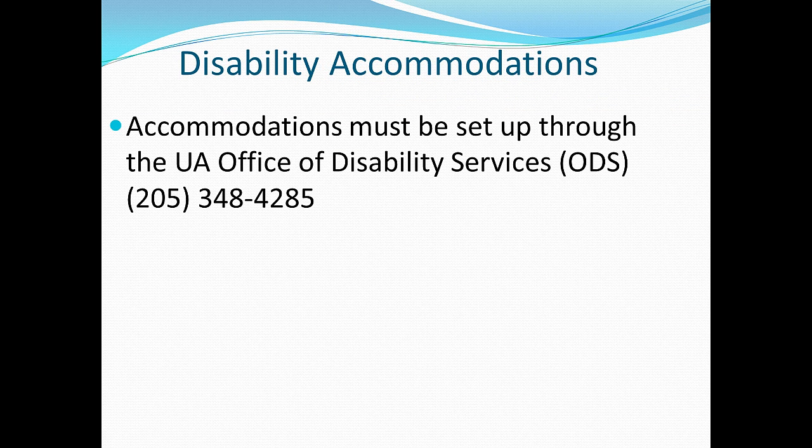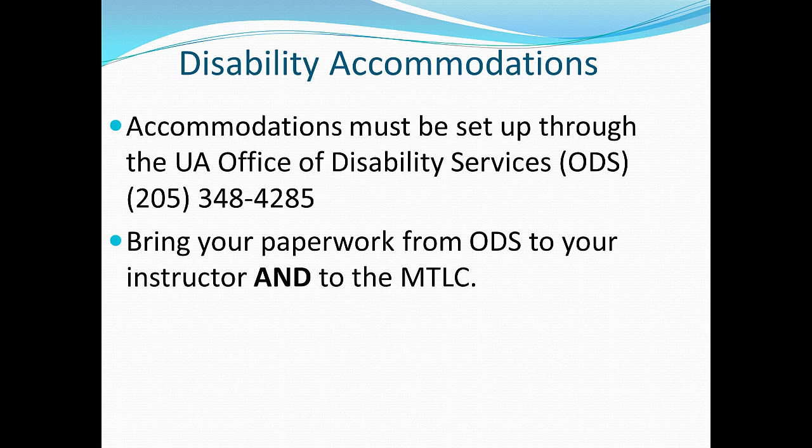If you have any disability accommodations, they have to be set up through the UA Office of Disability Services. That phone number is 205-348-4285. You'll have to bring that paperwork in when you get it. Bring one copy to me, and take a copy over to the MTLC. That way, I know what's going on, and the MTLC has to have that for their records, or you're not going to get the accommodations that you are supposed to get. You have to do all of that, bringing it to me and to the MTLC.